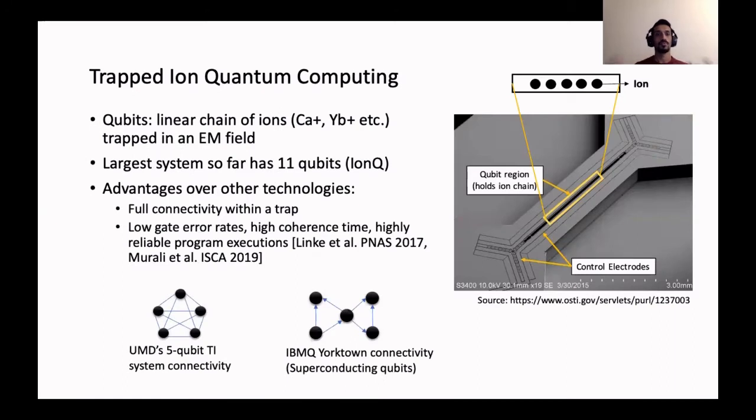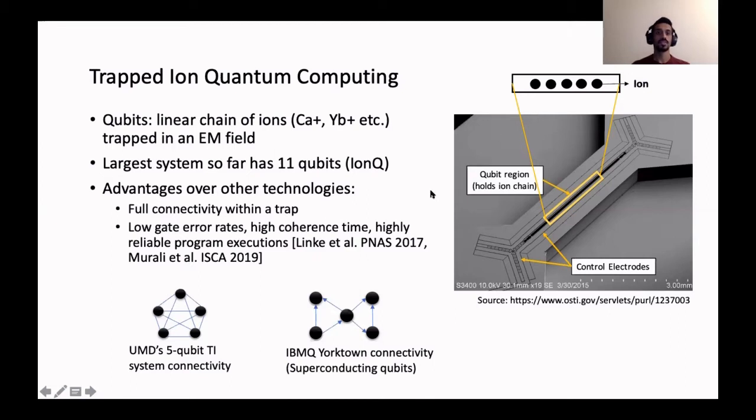In this talk, we're going to be focusing on a particular technology called trapped ion quantum computing. In this technology, the qubits are built out of ions, like calcium or ytterbium ions. The energy states of these ions are used to represent 0 and 1 states for the qubit. In a trapped ion computer, the qubits are trapped in an electromagnetic field. This figure shows an example of a real trap from Sandia. This qubit region holds a linear chain of ions.